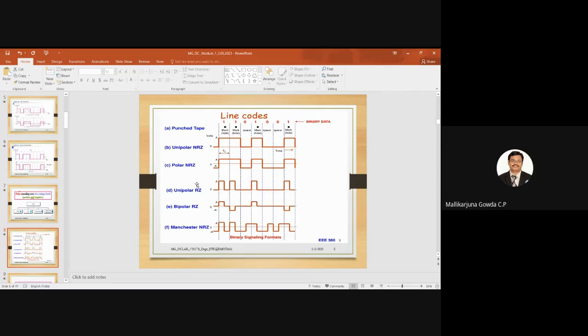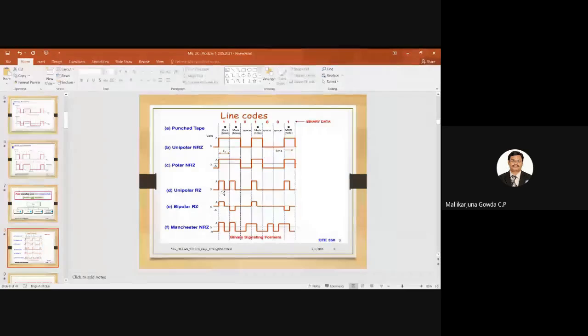So next one is unipolar return to zero. We have already understood what is unipolar non-return to zero, right? Here unipolar return to zero means the data 1 will be represented by plus 5 volts, and it will be high for only half of the bit duration. Okay, and it will come back to 0 for another half of the bit duration. That is why it is called return to 0. So return to 0 means what? For data 1, it will be high for half of the bit duration, and for the other half it comes back to 0th level.